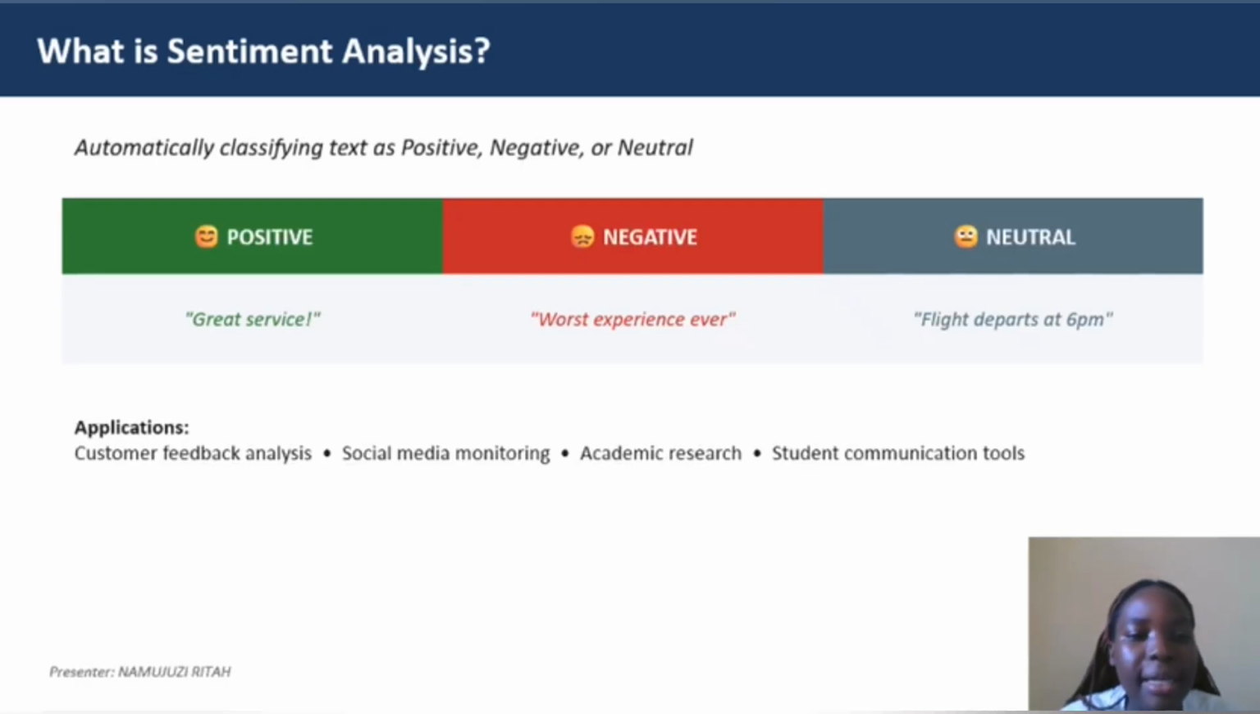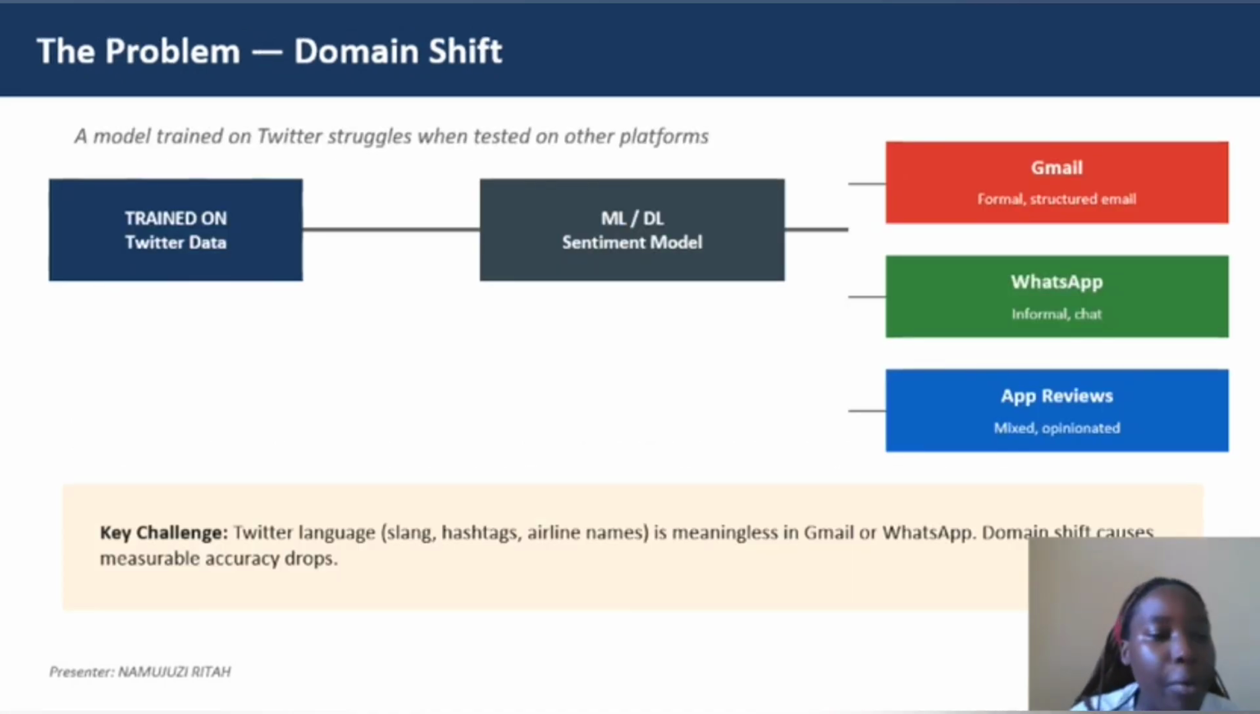What is sentiment analysis? Sentiment analysis is the process of automatically classifying text as positive, negative, or neutral using a machine learning model. For example, "great service" is positive, "worst experience ever" is negative, "flight departs at 6 p.m." is neutral. It has different real-world applications, for example, customer feedback analysis, social media monitoring, academic research, and student communication tools.